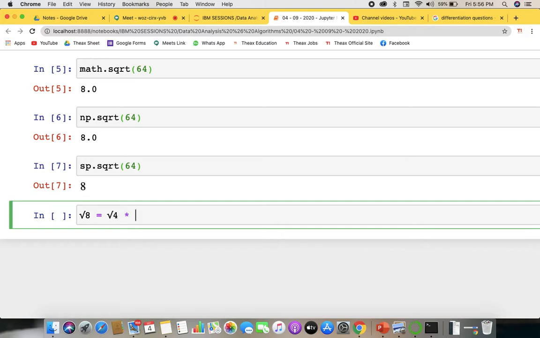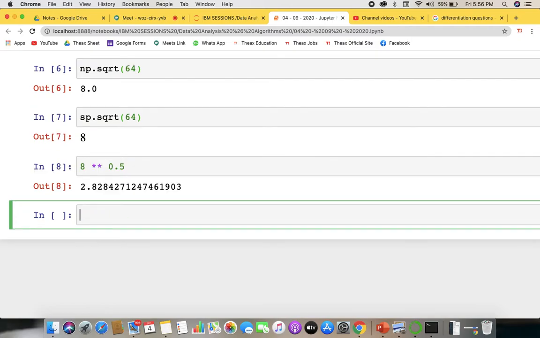Under root of 4 multiplied by under root of 2, right? We learned this thing in class 7, I think. Under root of 8 equals under root of 4 multiplied by under root of 2. That is 2 root 2 exactly, right? So if you find out with this, under root of 8, 8 to the power of 0.5, so square root of 8, that is 2.82. Someone said that, right? That is exactly correct. So we got 2.82 as the under root.